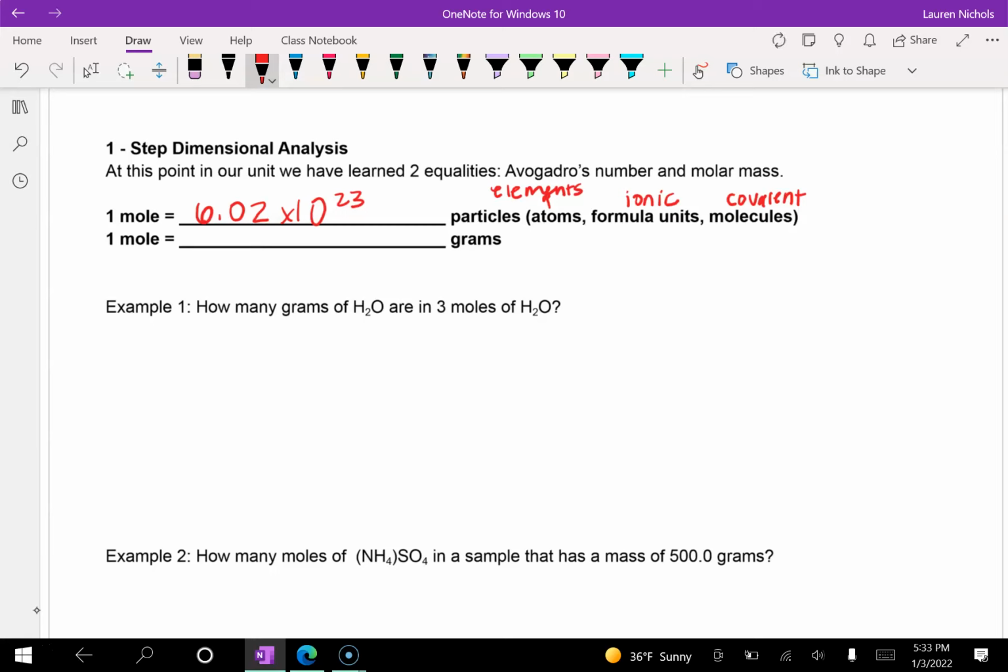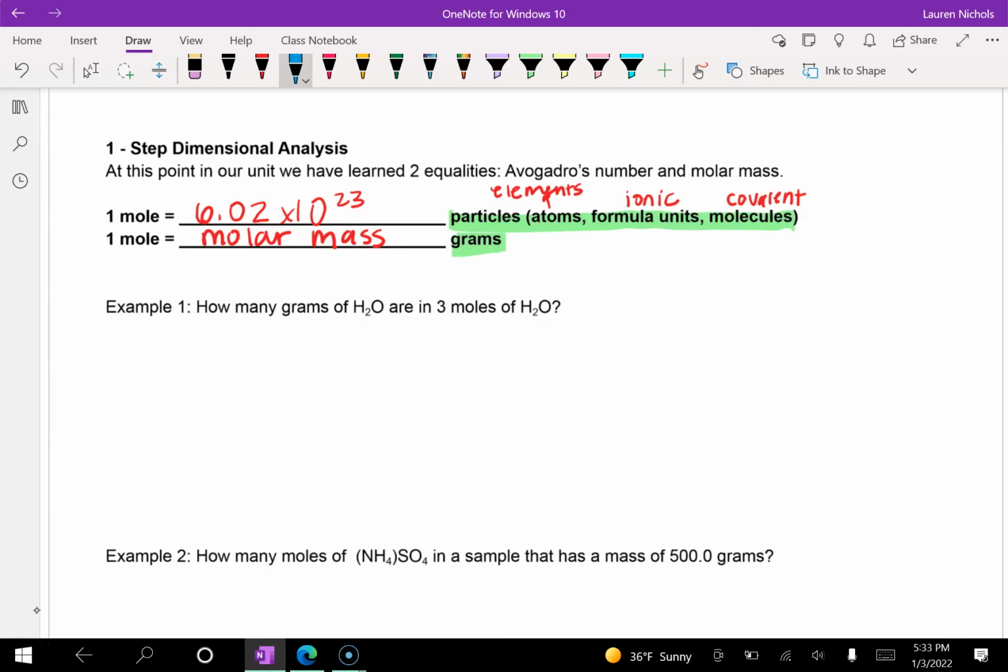And we've also learned how to calculate molar mass. And so we know that 1 mole is equal to the molar mass in grams of whatever element you have. And so depending on which of these units of measurement you see, that will tell you which equality you need to use. So those words are kind of your look for, or what you use to indicate what you need.